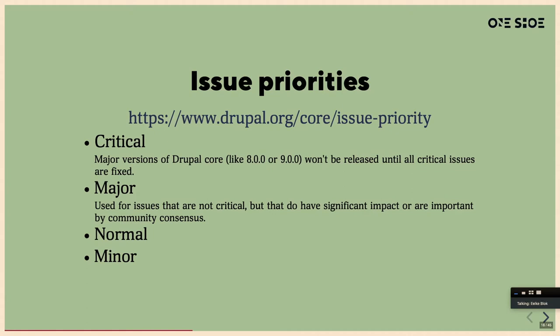You'll see that critical issues can actually block the release of major versions like 8.0, 9.0. Major versions, if any critical bugs apply to them, won't be released until all of them have been fixed. That does not apply to minor patches like 8.1.0, 8.0.1, 7.1, for example.